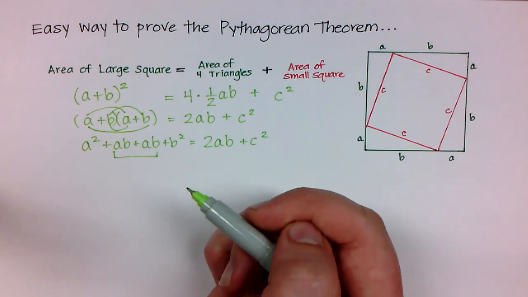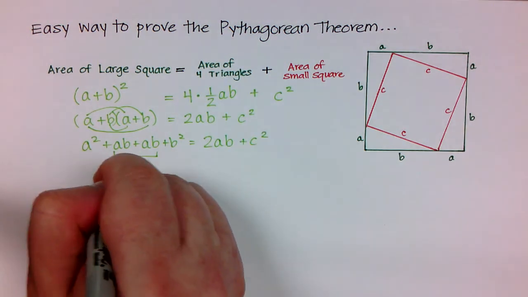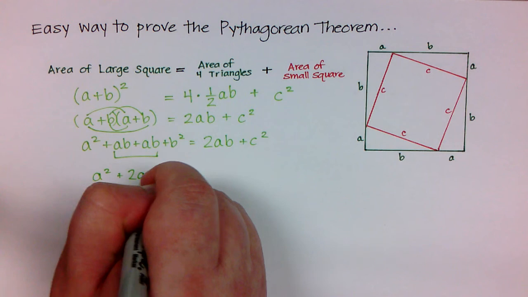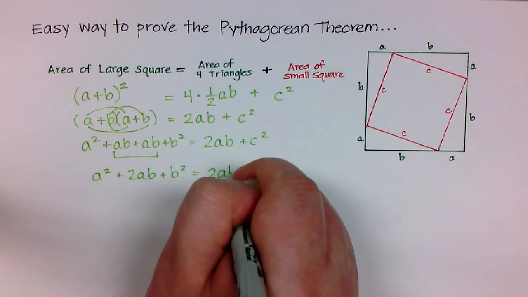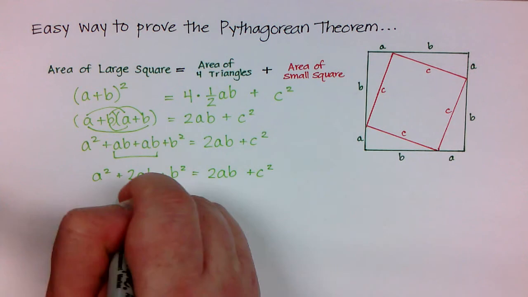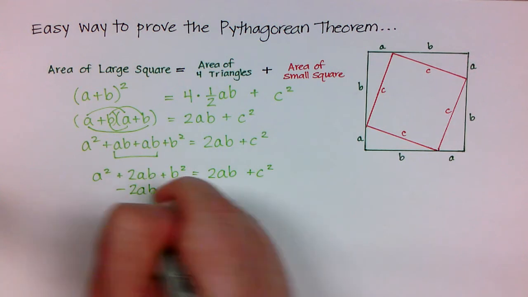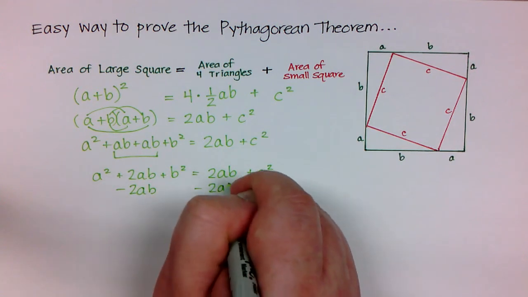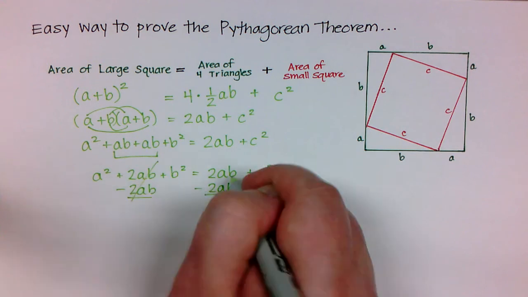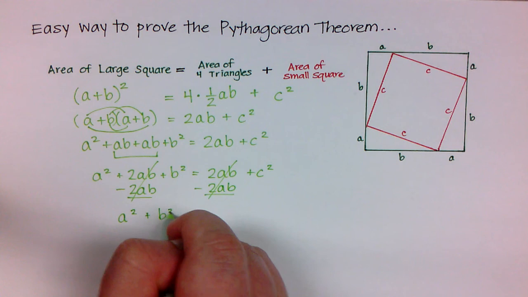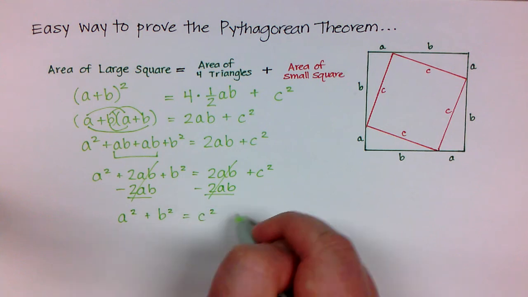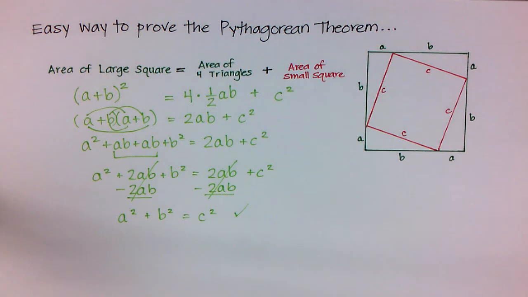Well, I have an AB and another AB, so that leaves me with 2AB. And then simply if I subtract this 2AB on either side, it's going to cancel out on both sides, and you're going to be left with A squared plus B squared is equal to C squared. And that's our Pythagorean theorem.